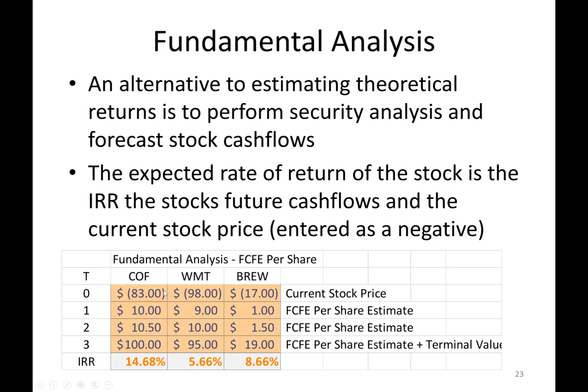And those cash flows are going to be the current price of the stock. We'll say the current price of Capital One is $83, and it has an estimated cash flow of $10, $10.50, and at the end of three years, you expect it to be worth $100. Walmart, say the current price is $98, and you forecast these cash flows, including a terminal value, the value of the stock at the end of the third year. And for Brew, say the current stock price is $17, and you estimate these per share cash flows.